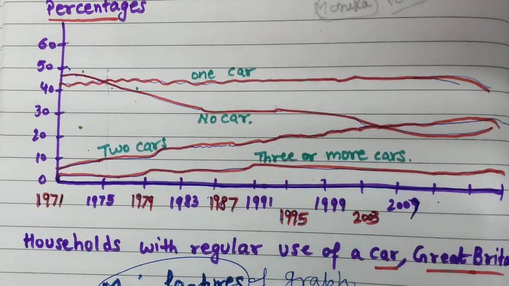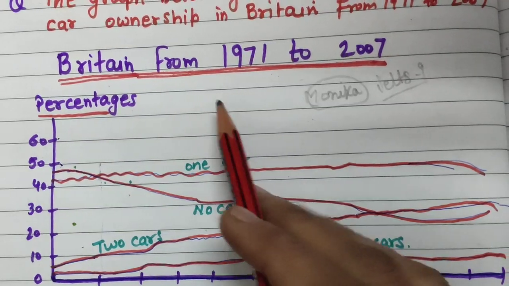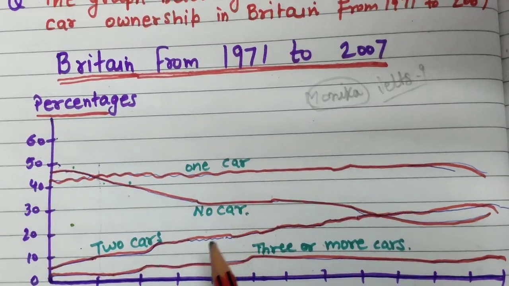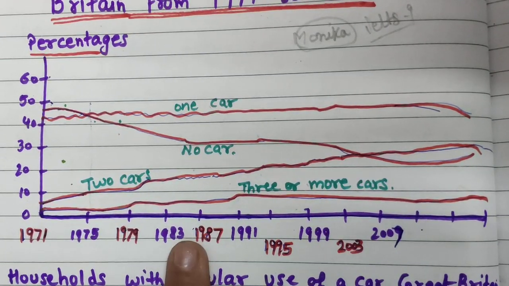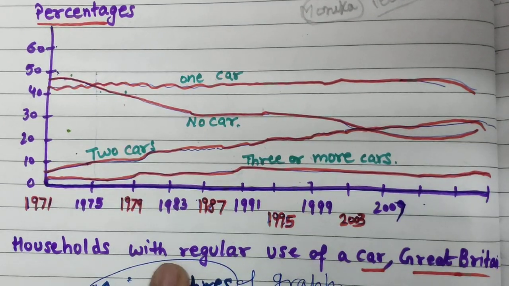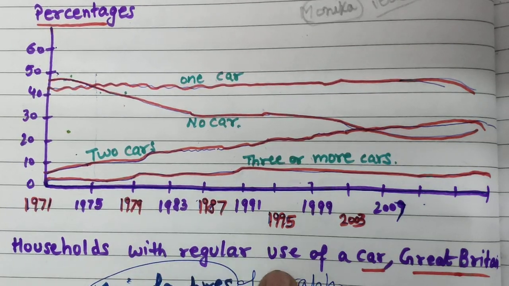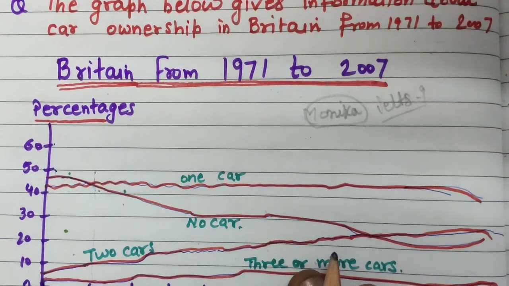Okay, so each and every word that is written in this diagram or chart, you have to copy in your writing task 1 answer, the report writing. Okay, don't leave any word, like this also: households with regular use of a car, Great Britain. Everything you have to use in your answer.